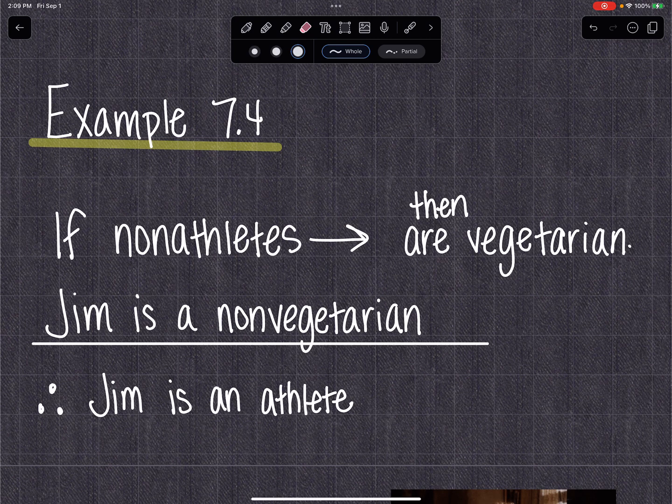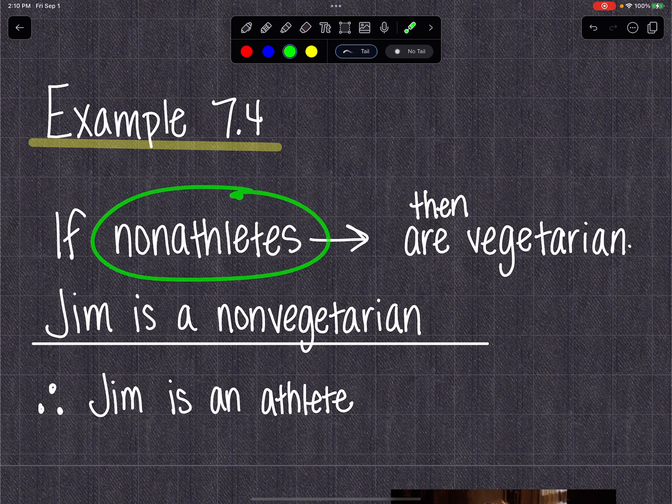This is the minor premise. So the major premise makes a statement about the members of the set of non-athletes. And the minor premise says that Jim is a member of the set of non-vegetarians. You remember that you can replace a premise with its contrapositive. So we're going to have to replace the major premise with its contrapositive to decide if this is valid or not valid. So we're going to reverse this.